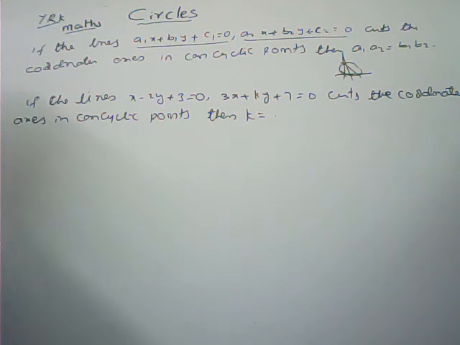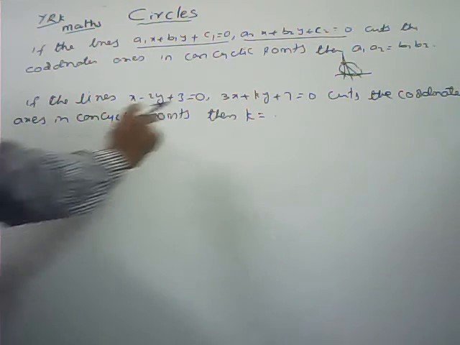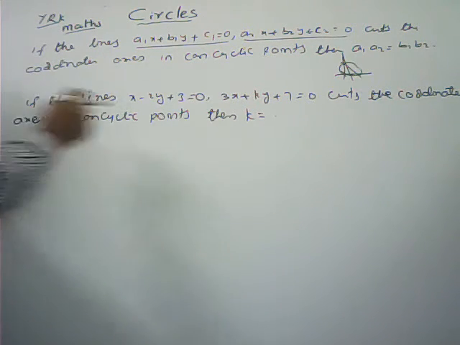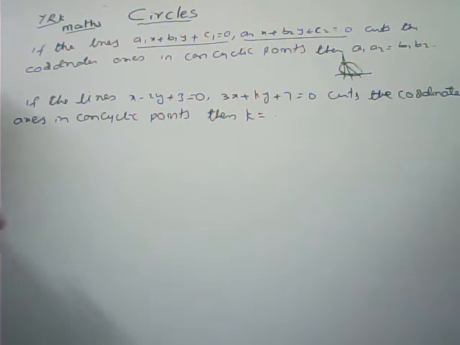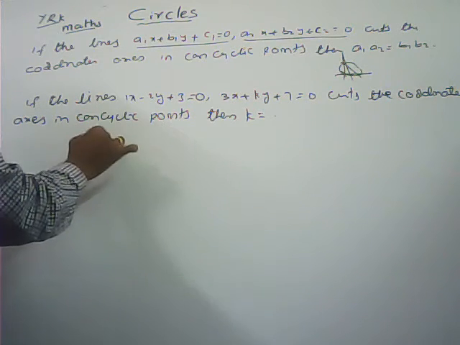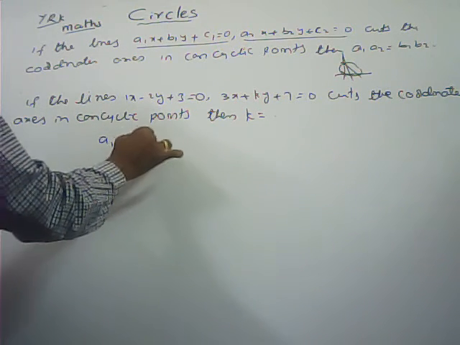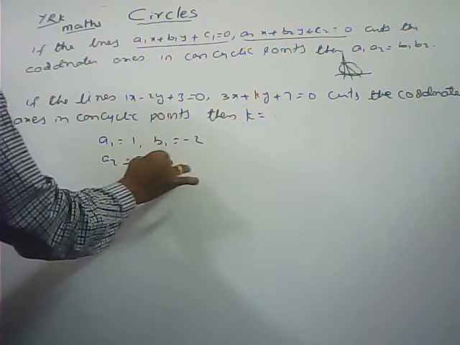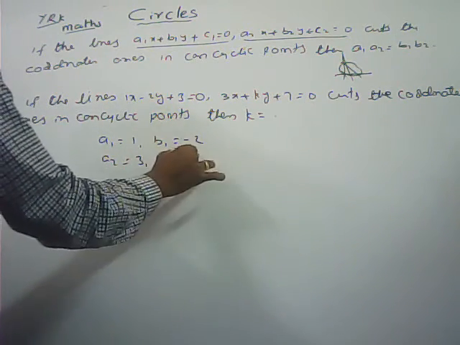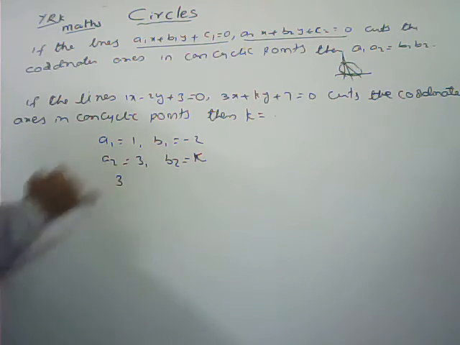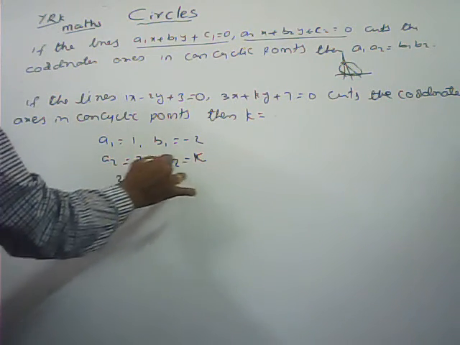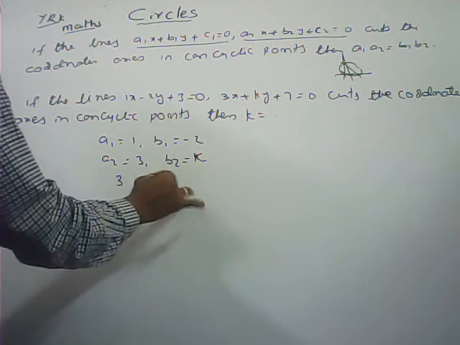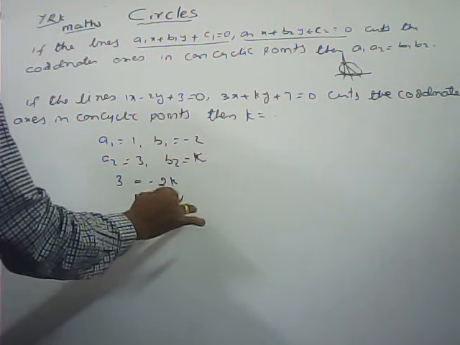Now here, if the lines x minus 2y plus 3 equals 0, 3x plus ky plus 7 equals 0 cut the coordinate axis in concyclic points, then the value of k? Here a1 is equals to 1 and b1 is equals to minus 2, a2 is equals to 3, b2 is equals to k. So a1 into a2 is equals to b1 into b2, that is 3 equals minus 2k. So k value that is equals to minus 3 by 2.